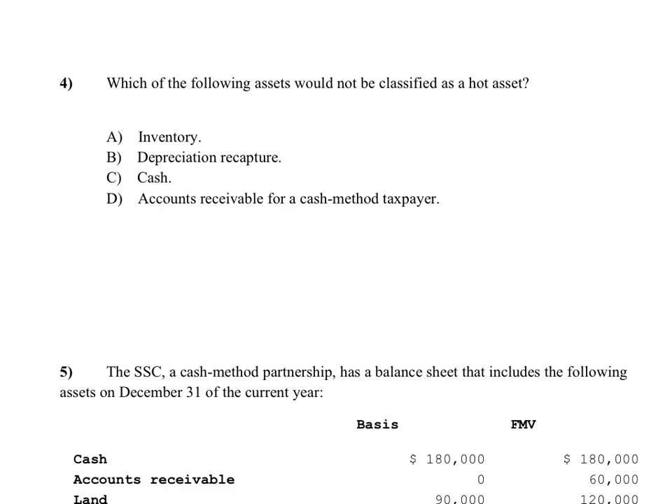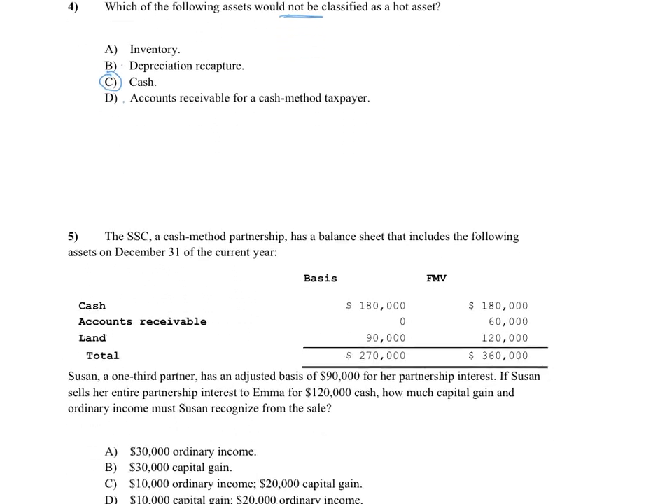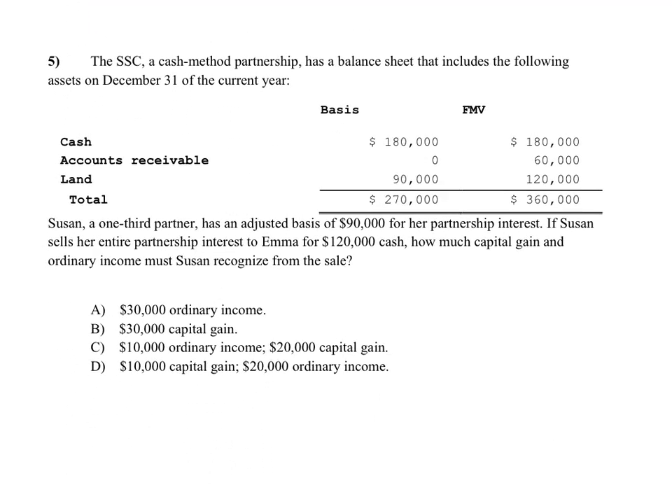All right, number 4, which of the following assets would not be classified as a hot asset? Okay, we know that inventory is, we know that depreciation is, we know accounts receivable are, so cash would not be a hot asset. All right, now moving on to number 5.